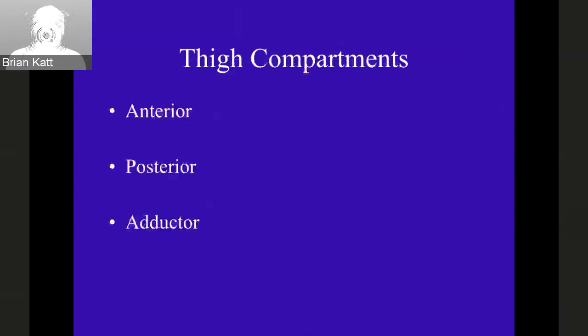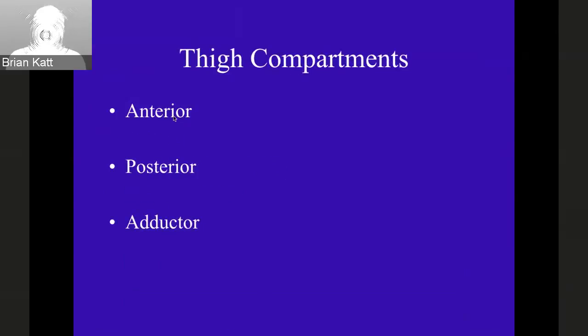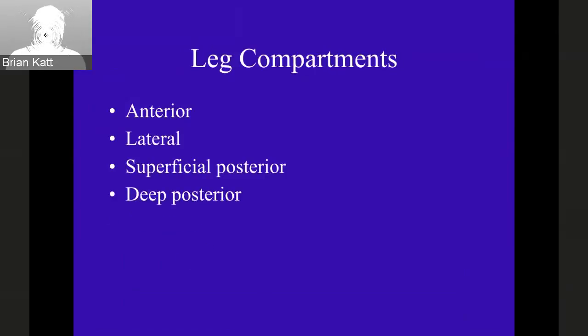So when we get down to the level of the thigh, you have your anterior, posterior, and adductor compartments. With the thigh, you can release this through a lateral incision, and then you go anterior and posterior off that. And then depending on if your adductor is tight, you will do a small medial incision as well.